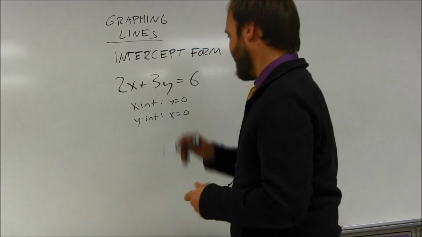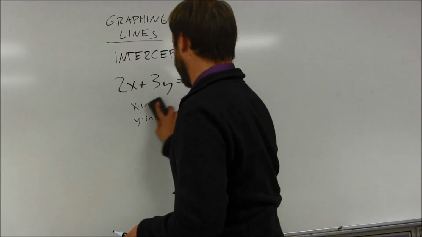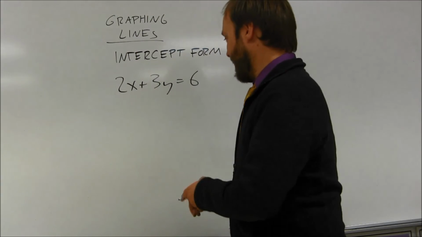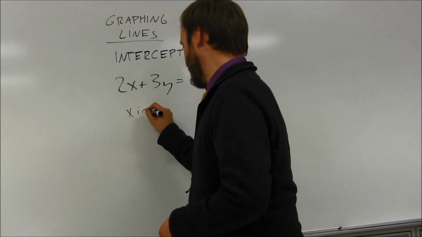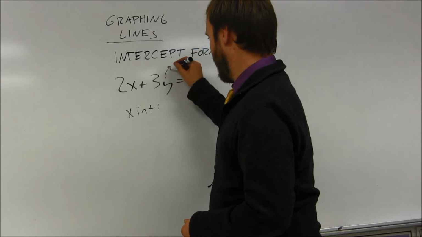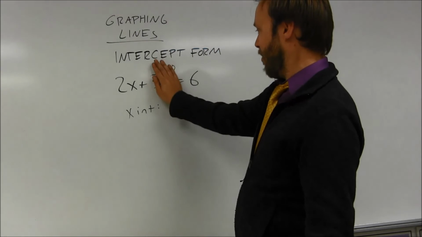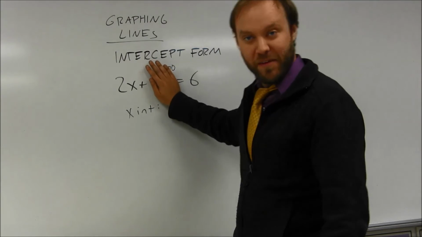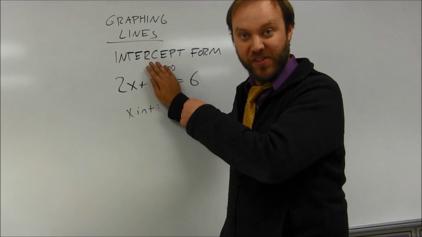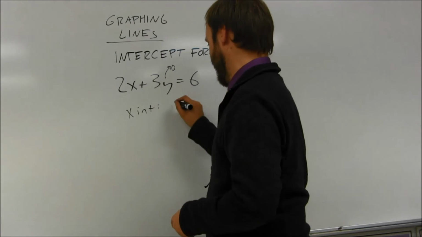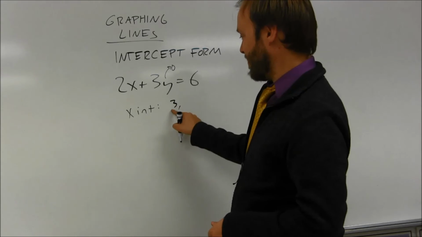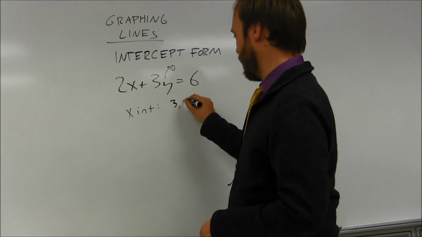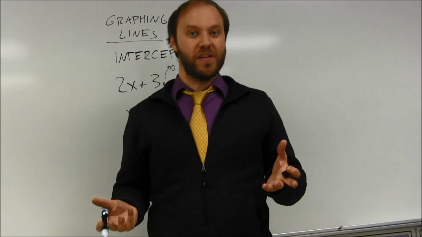All right? So let's take a look at how this can make this really easy to graph. If I want to find the x-intercept, I'm going to set y equal to 0. And what happens is that part of the equation goes away. And I'm left with an equation that says that 2x is equal to 6, which means x is going to be equal to 3. So the x-intercept is at 3. Of course, the y-coordinate there is 0. Gives you an easy point to plot.